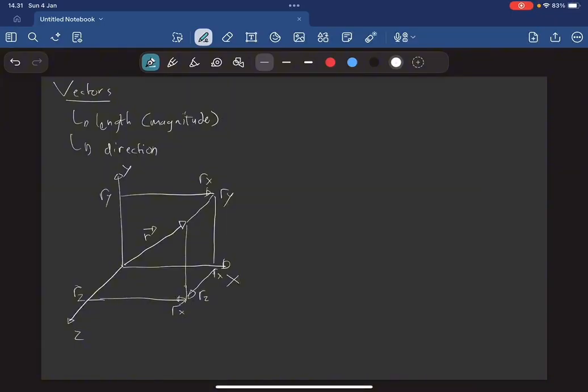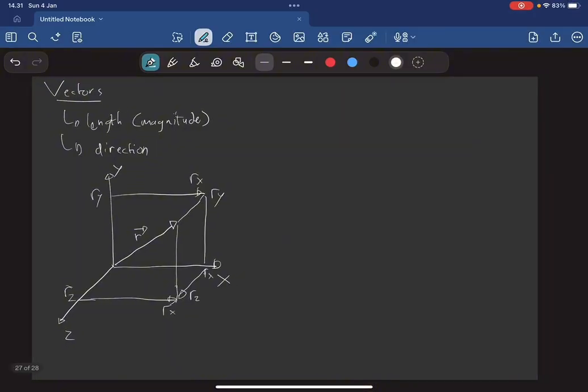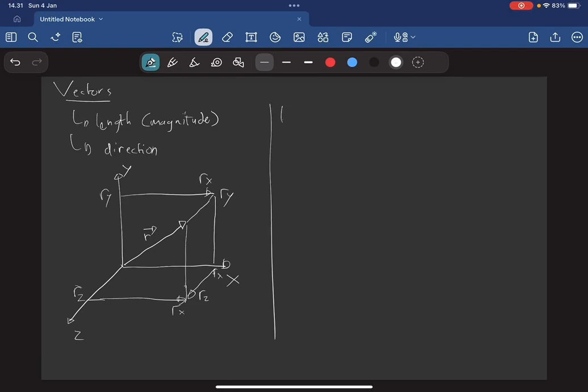Symbolically, vectors are represented by placing arrows over them. Thus, the symbol for displacement is r with this arrow over r. The magnitude or length of a vector is expressed in absolute value notation. Thus, the length of r is denoted by this notation.